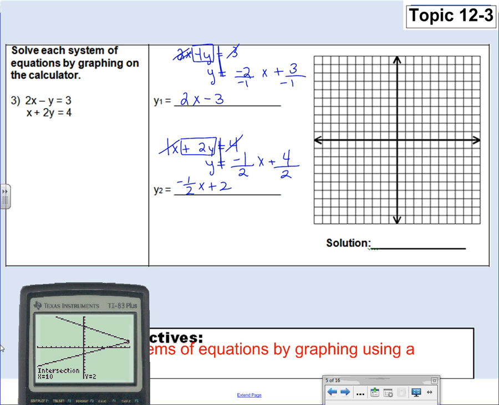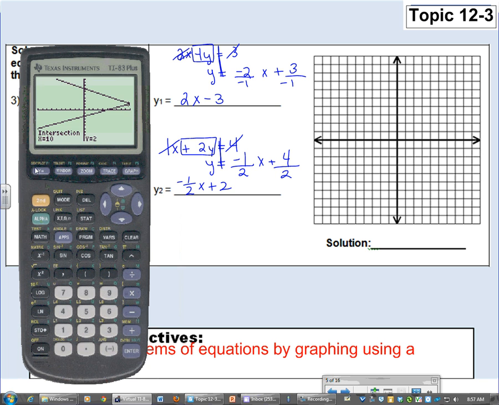We're now going to graph that on our calculator. Clear out our previous equation. Type in our new one. Y1 is 2x minus 3. And y2 is a -1/2 x plus 2. We'll hit our graph button. You can see our intersection somewhere in the top quadrant. And then we will hit second trace, number 5, enter 3 times. Our intersection is at 2, 1.